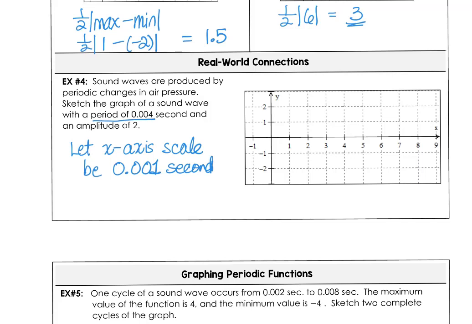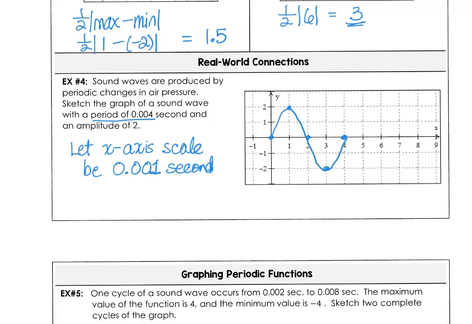So we have to have a pattern of an intercept and a maximum and an intercept and a minimum and an intercept. So we have to finish in 4,000th of a second. So that would mean halfway in between would be another intercept, and then a maximum amplitude of 2 and a minimum amplitude of 2. So we would have a sound wave pattern, one cycle that looked like that.